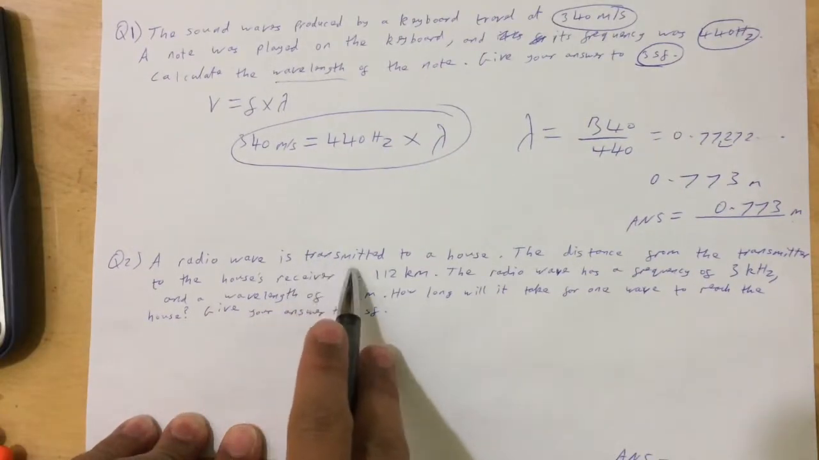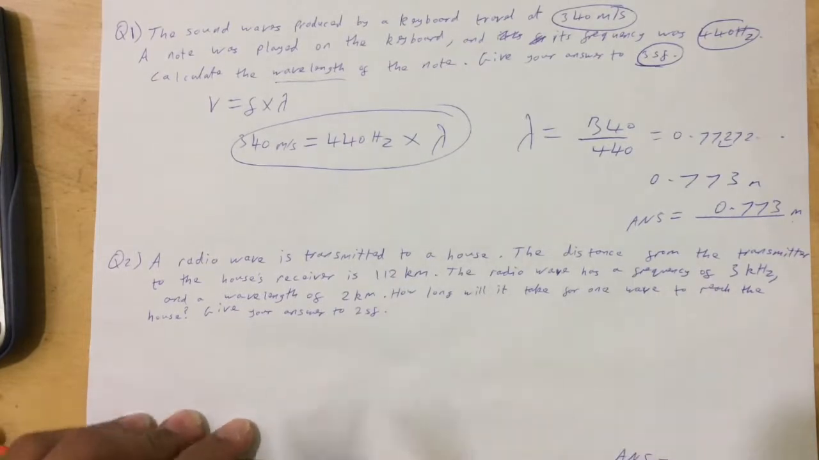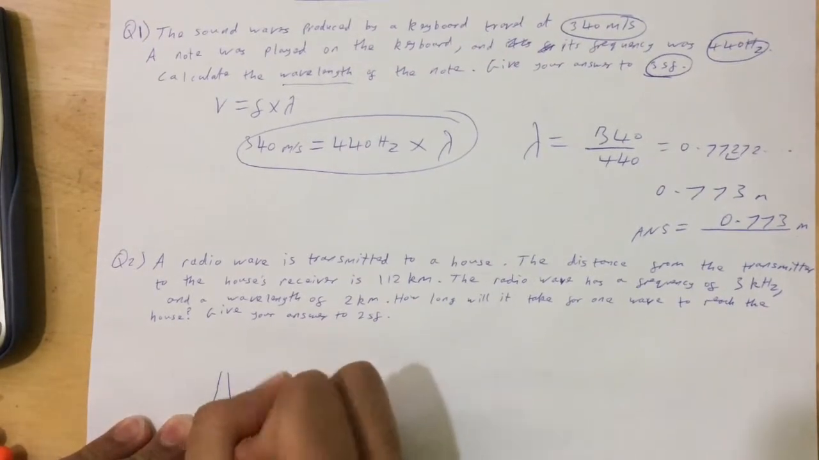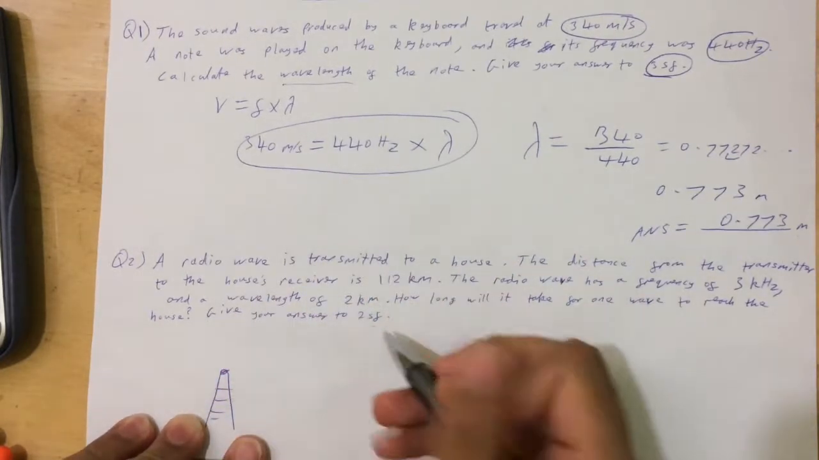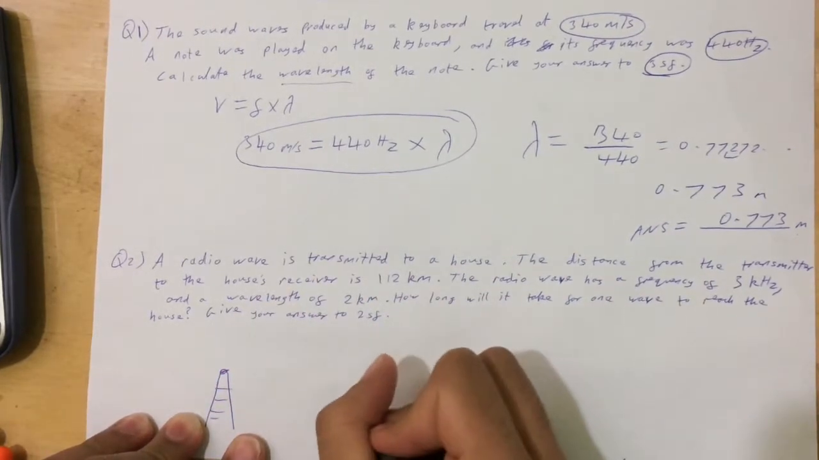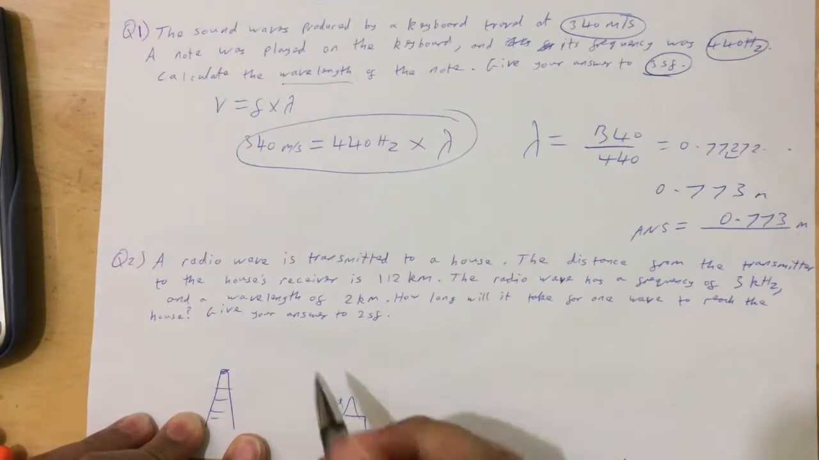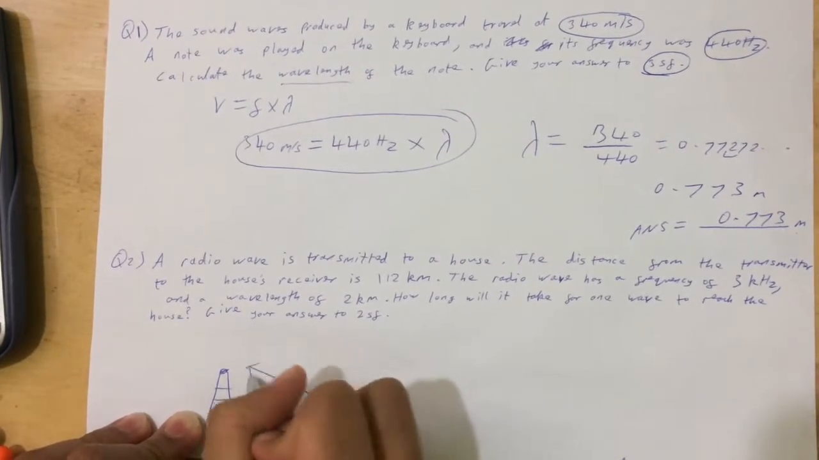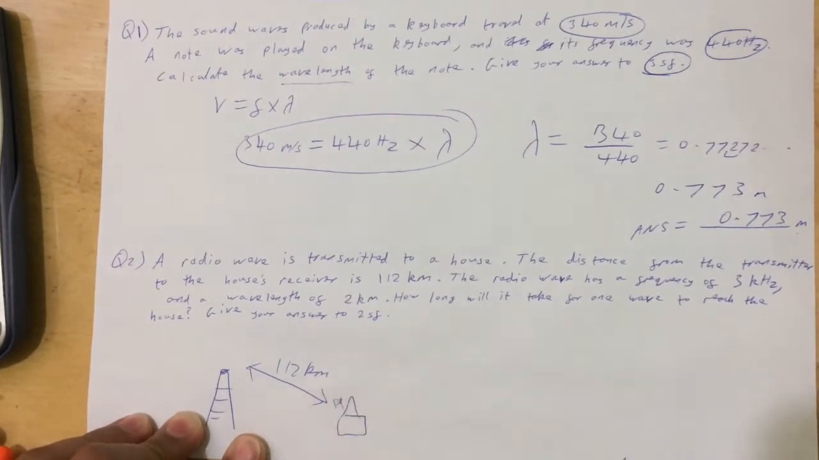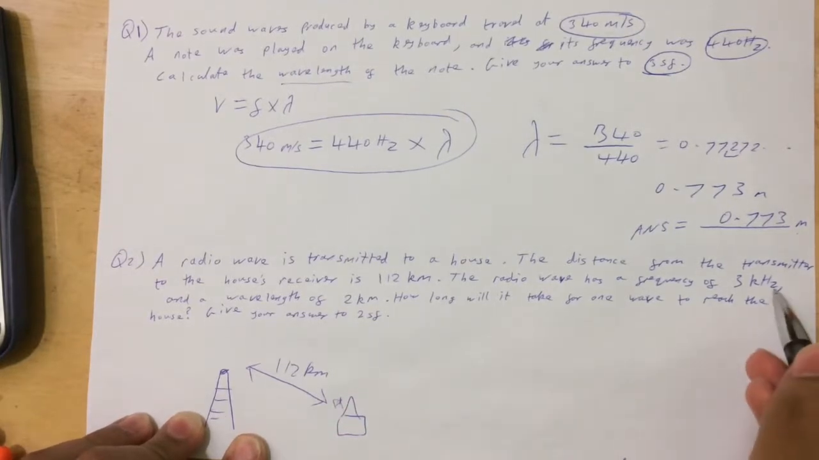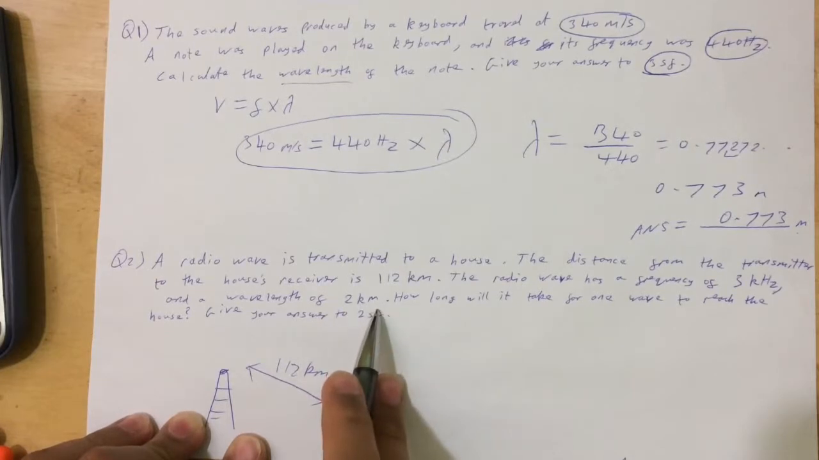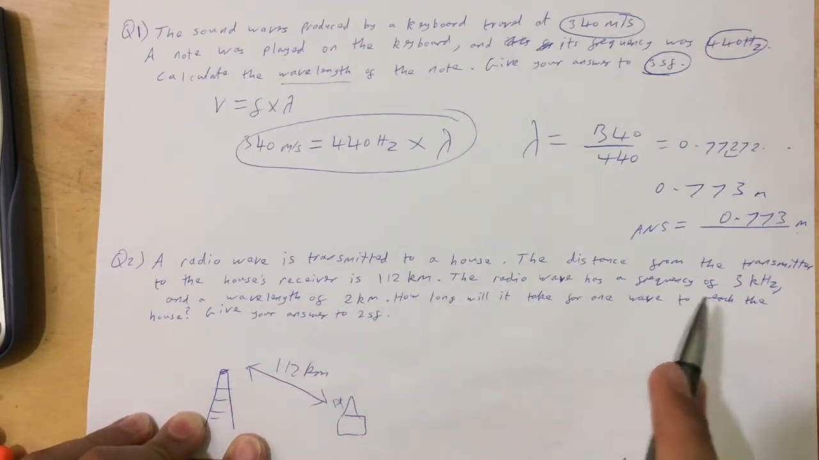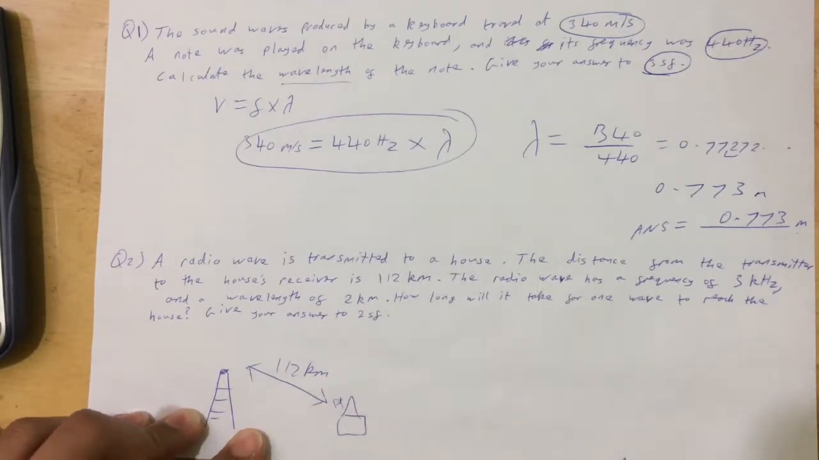A radio wave is transmitted to a house. I usually like drawing diagrams to represent things. The distance from a transmitter to the house's receiver is 112 kilometers. The radio waves have a frequency of 3 kilohertz and a wavelength of 2 kilometers. How long will it take for one wave to reach the house? Give your answer to 2 significant figures.